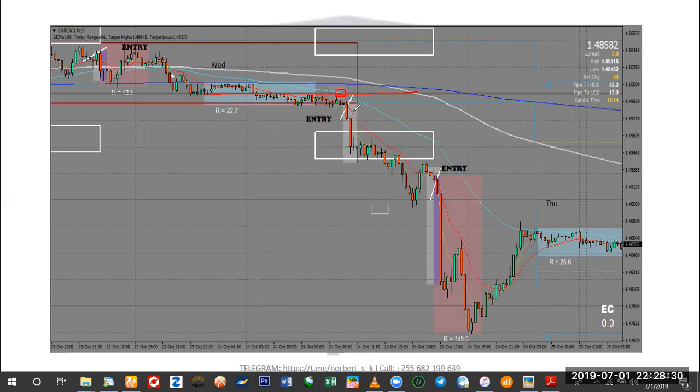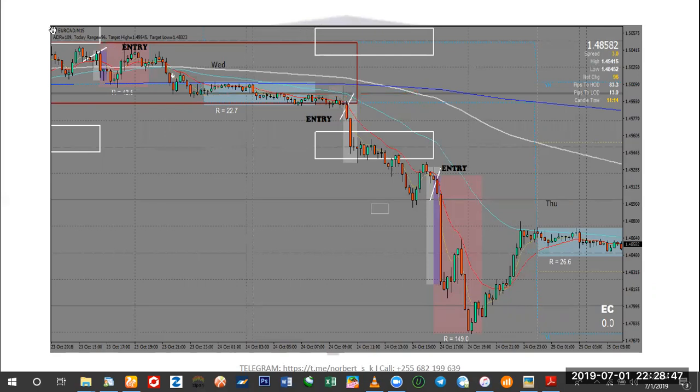You wait for your entry confirmation. Your entry is here, not this one. This one is an early entry. So your entry is here, and it is around gap time here, so it's a good entry. And usually the 50-50 bounce gives you zero drawdown.